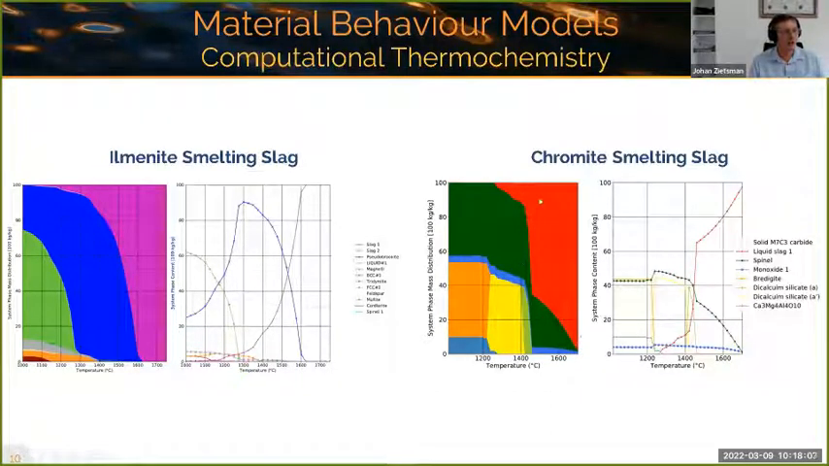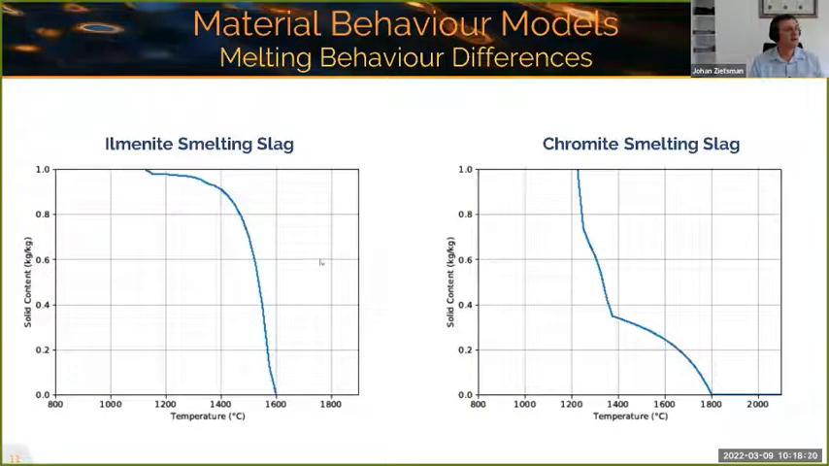The slopes of the lines are different, the primary phases are different. It's not the same thing in ilmenite smelting and in chromite. It's two different types of problems, and we'll see now further why that is the case.